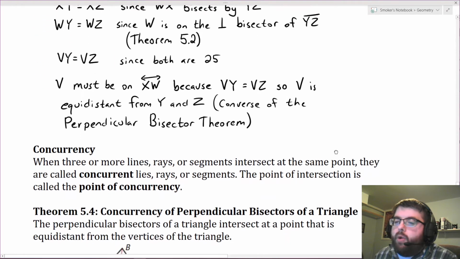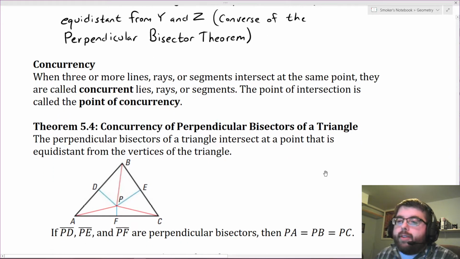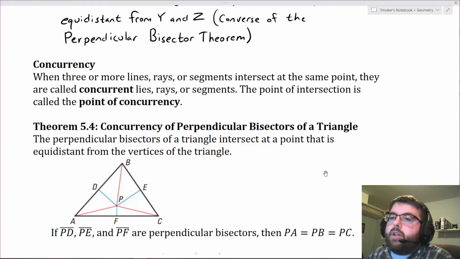One more definition here, and then we're done with this chapter. Concurrency. Concurrency is when three or more lines, rays, or segments intersect at the same point. They're all called concurrent lines, whatever it is, lines, rays, or segments. So if three lines intersect at one point, they're concurrent lines.